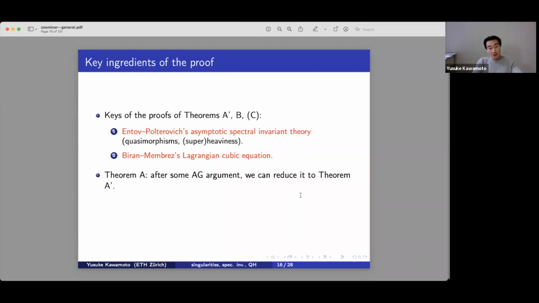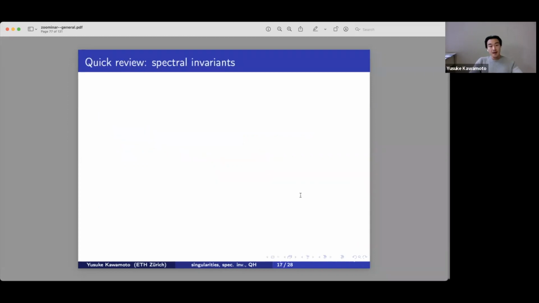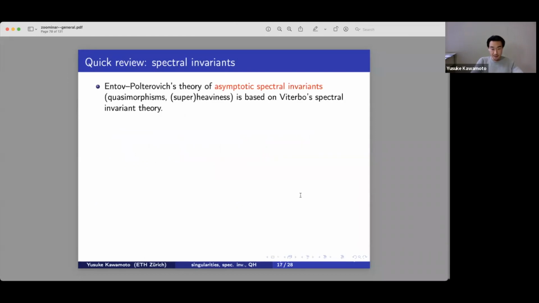And so once again, I'm not gonna prove theorem A. I'm just gonna mention that it follows from theorem A prime, which is its symplectic brother, after some AG argument. Okay, so I'm gonna briefly summarize this theory of Entov-Polterovich and Biran-Cornea. Okay, so Entov and Polterovich built their theory, which is based on Viterbo's spectral invariant theory.